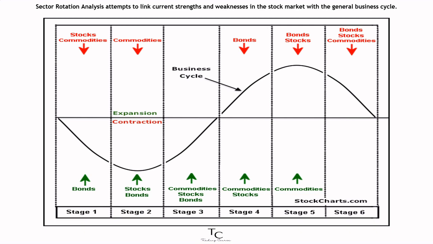Sector rotation analysis attempts to link current strengths and weaknesses in the stock market with the general business cycle. Once you have identified the strong and weak sectors, you can then compare the results to a theoretical business cycle chart and, hopefully, determine the part of the business cycle the market is in. That information, in turn, may help you predict which sectors will strengthen in the coming weeks and months.